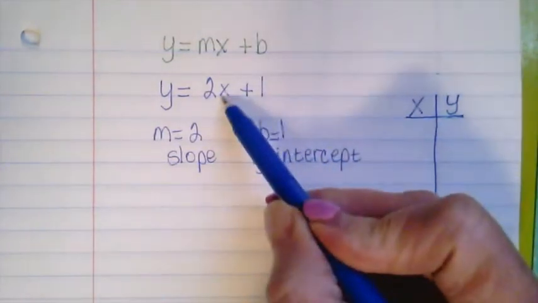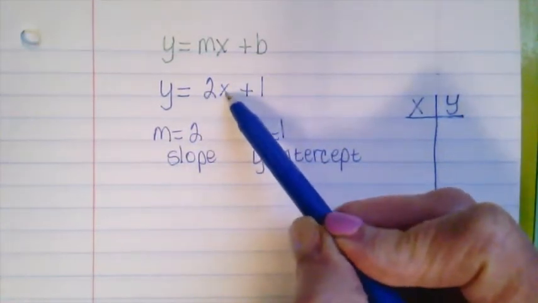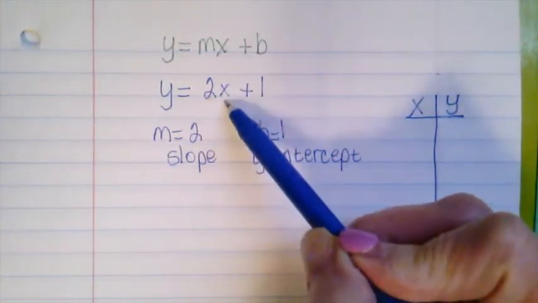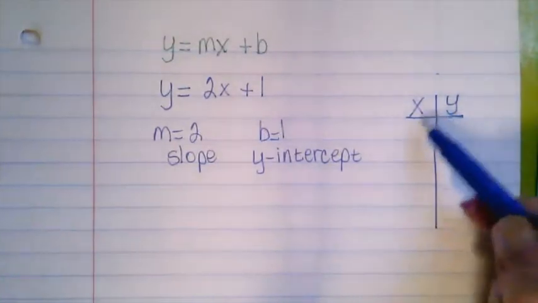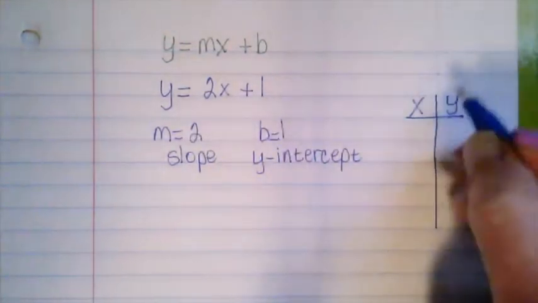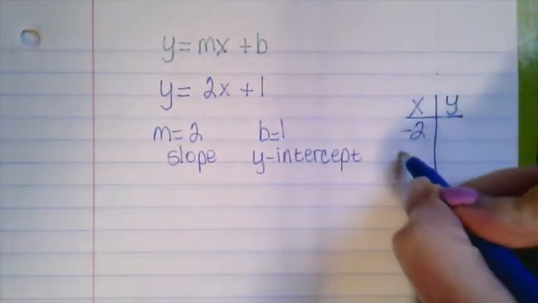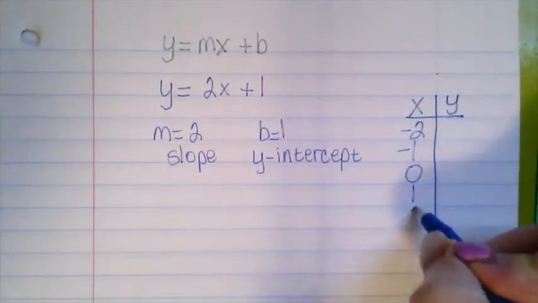If the value of x is 10, it would be 2 times 10, which would be 20. If the value of x is 5, it would be 2 times 5, which would be 10. So we're going to start a table over here so that we can eventually graph this equation. We're going to start with the values -2, -1, 0, 1, and 2.